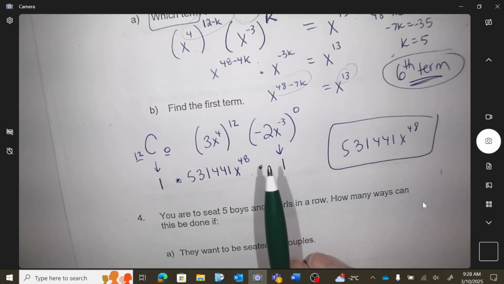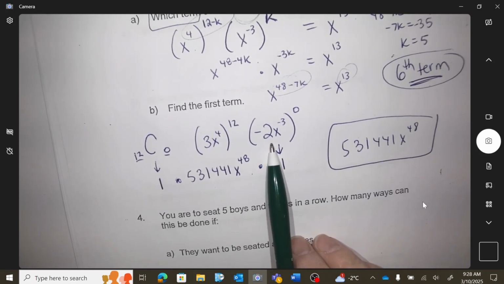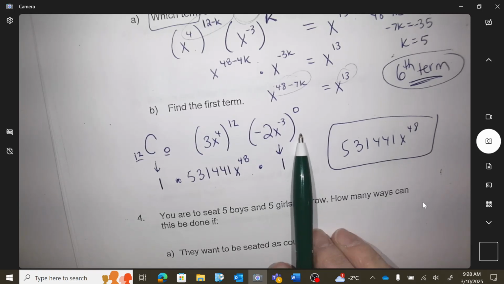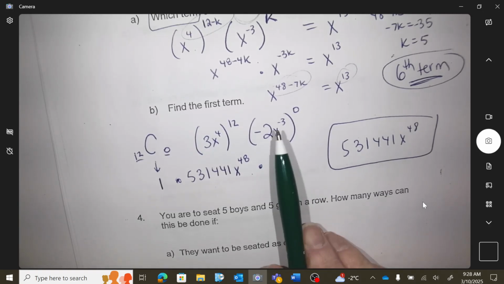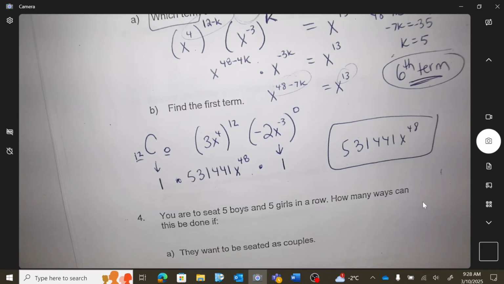Please make sure you're doing your negatives properly. If you have a negative value to an even, that makes positive. If you have a negative to an odd, negative.